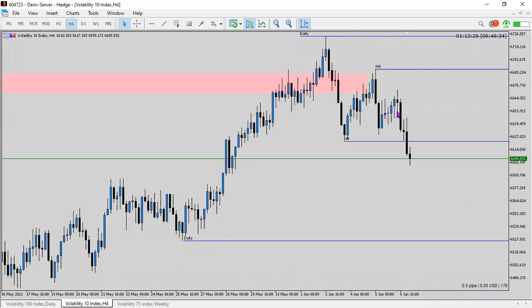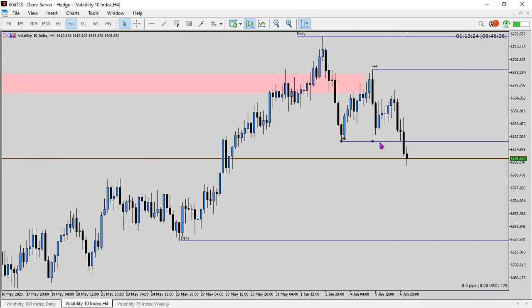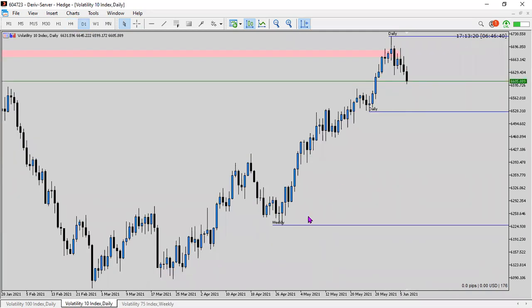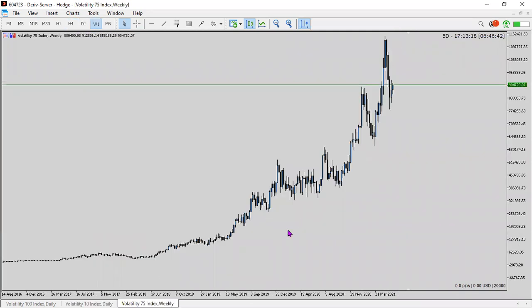Moving on to the 4-hour chart. On the 4-hour, I don't necessarily have any long-term analysis on here, so we'll just stick to the daily chart. Moving on to Volatility 75, I am not trading this actively right now.